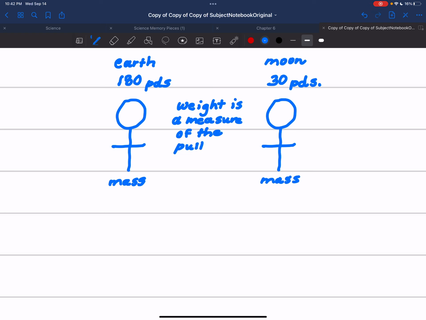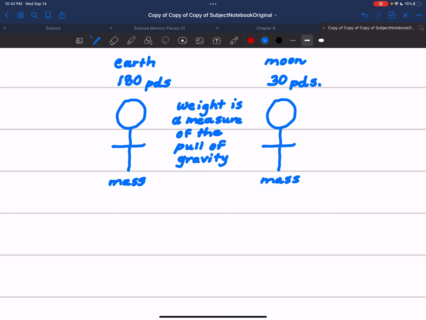And gravity is a pulling force, not a pushing force. There's not a giant hand in outer space pushing us down on the earth. There is a force at the center of the earth and in between the sun and the earth that is pulling us to the ground. So weight changes, but mass does not. And that is an incredibly important thing for science.